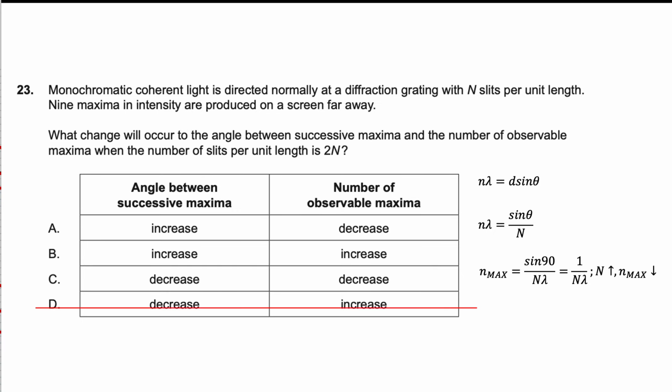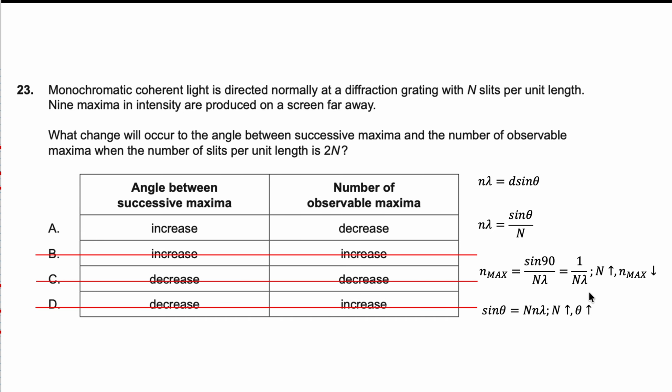Okay, now what about our angle? Well, we come back to sine theta. We can rearrange our equation. Sine theta will be n times N lambda. Now we assume that we're on the same n, same lambda. As we increase N, theta will also increase. So that means the angle between the successive maxima increases, and the answer here is A.